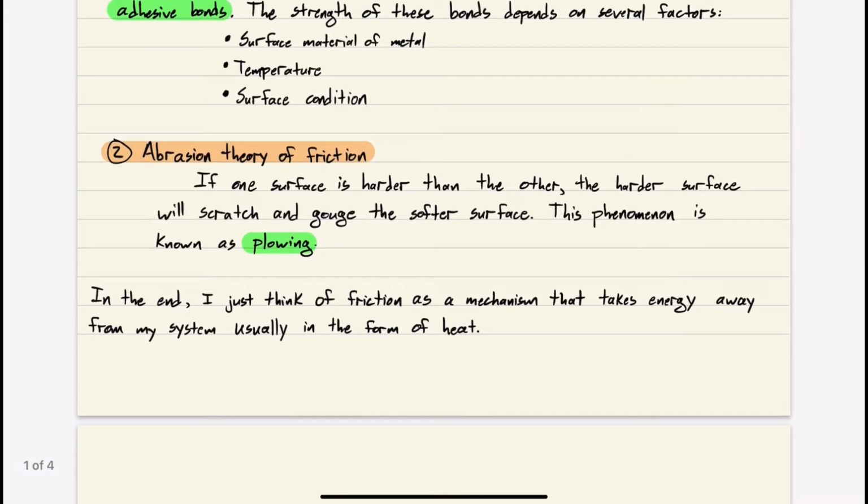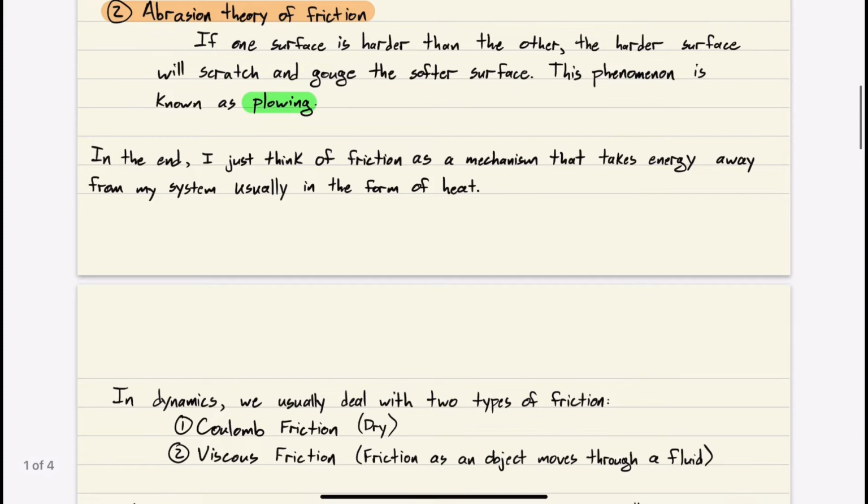Now, it's good to know these theories on a high level, because you can guess how to lower friction if you want to lower it, or increase friction if you want to increase it. For me, most of the time, I just think of friction as a mechanism that takes energy away from my system, usually in the form of heat. I always think of these dynamics problems as having buckets of energy, where some things add energy into these buckets, and some remove energy. Friction is something that takes energy away from our system.